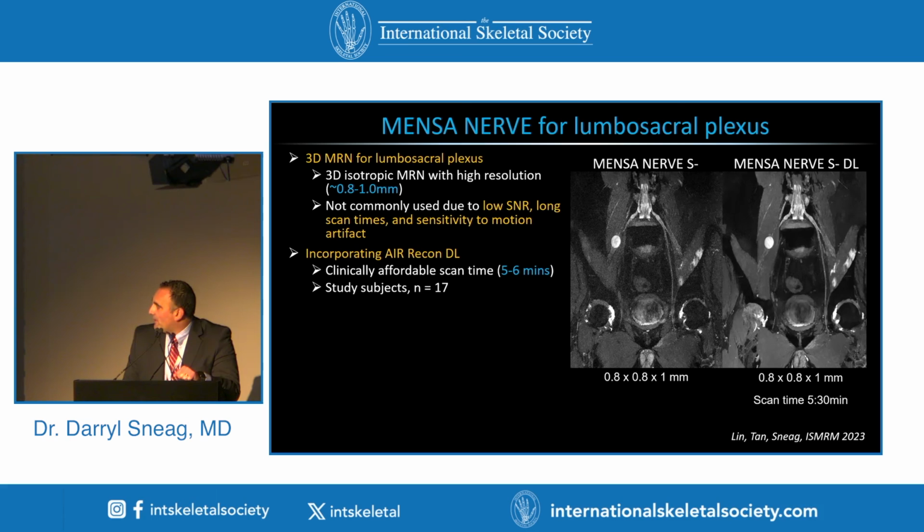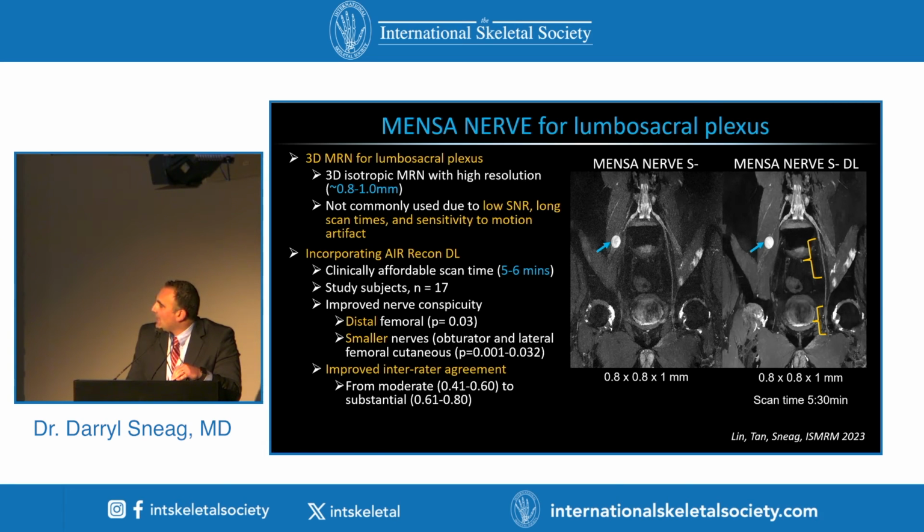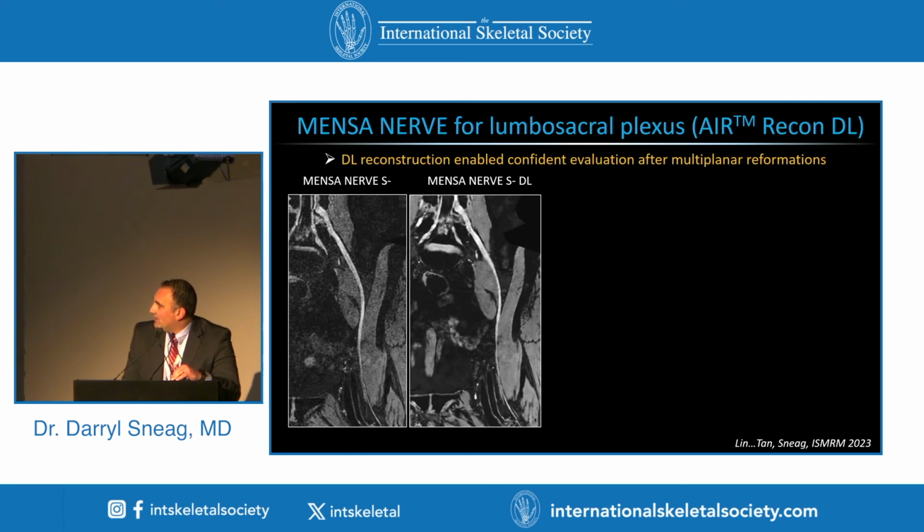We are currently analyzing and writing up data where we evaluated 17 patients, looking at terminal branches of the lumbosacral plexus. We showed improved nerve conspicuity for the distal segment of the femoral nerve, and also for evaluation of the smaller nerves, both proximal and distal segments, for the obturator and lateral femoral cutaneous. We showed improved interrater agreement from moderate to substantial using the DL reconstruction.